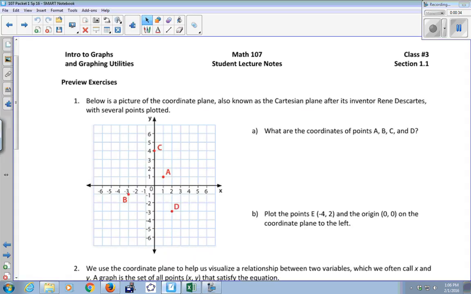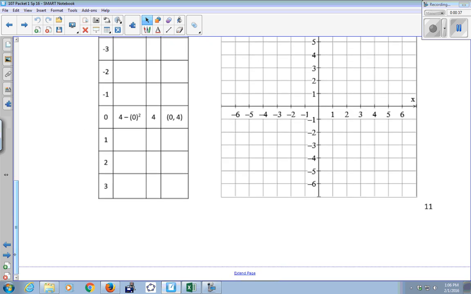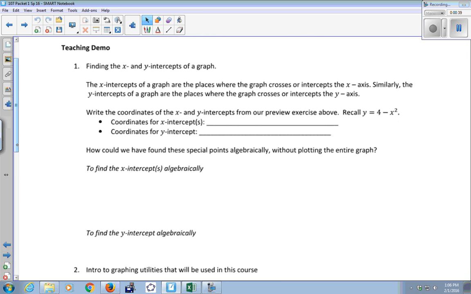All right, so people seemed very comfortable with the preview exercises, so I'm just going to jump right to the teaching demo. Okay, so finding the x and y intercepts of a graph. The x-intercepts of a graph are the places where the graph crosses or intercepts the x-axis. Similarly, the y-intercepts are places where the graph crosses the y-axis.